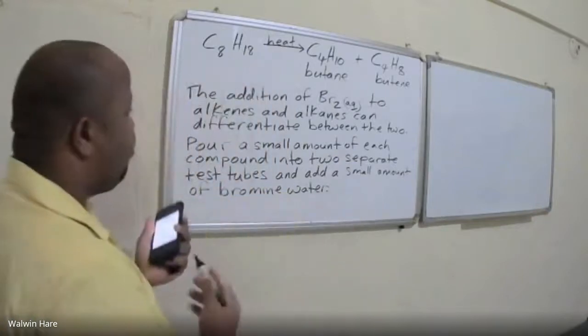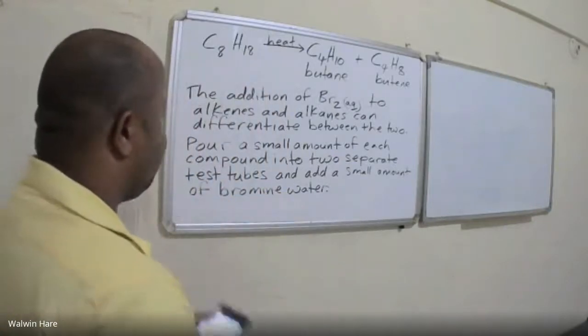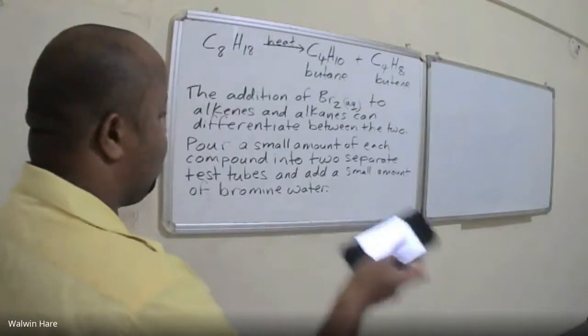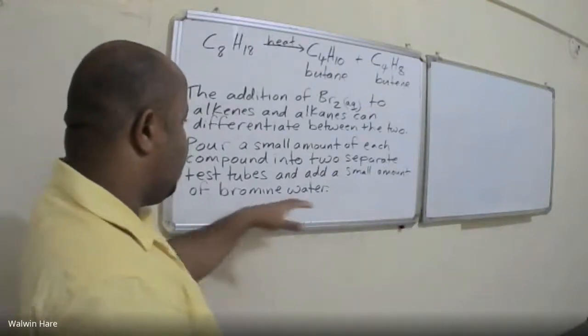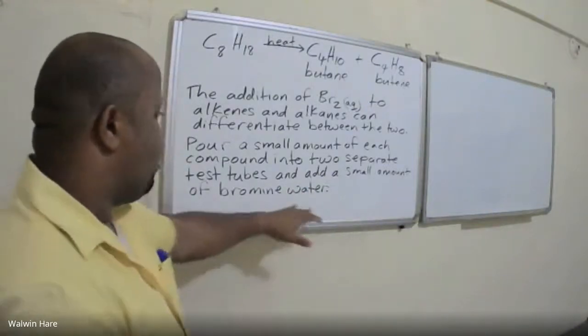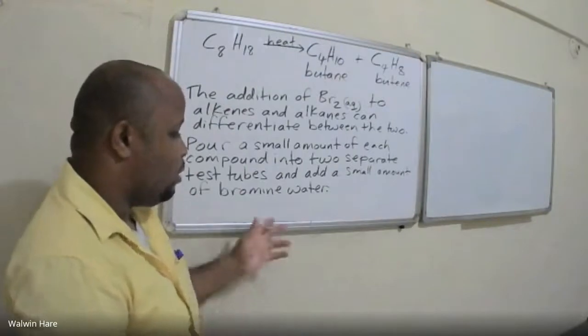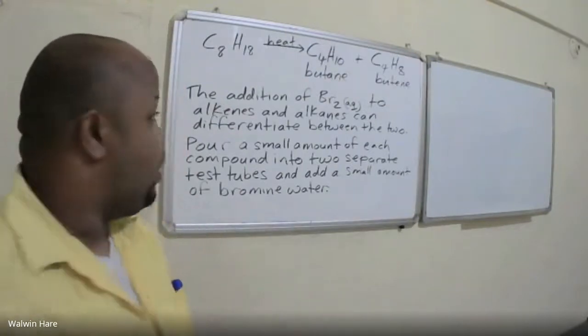Alright, so I will pour a small amount of the butane in one test tube and the butene in the next one, and add a small amount of the bromine water. Now, what would we expect to happen?